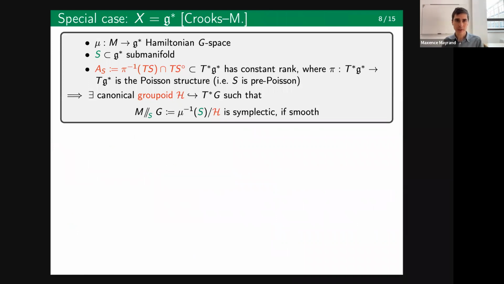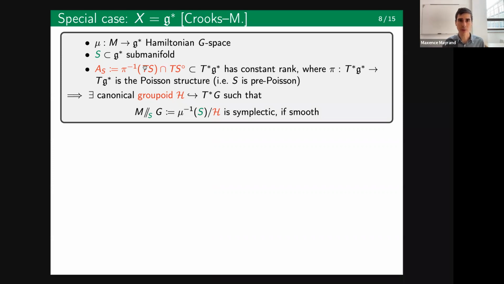Before generalizing to the infinitesimal version, let's talk about some examples. If you take an ordinary moment map for a Hamiltonian G-space and S is a manifold, then this Lie algebroid has a nice explicit form. Take the Poisson map from the cotangent bundle to the tangent bundle, take the preimage of the tangent space of S, and intersect that with the annihilator. That's a subset of the cotangent bundle, which is the Lie algebroid.